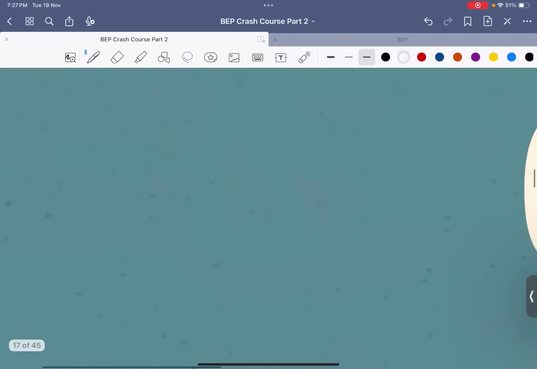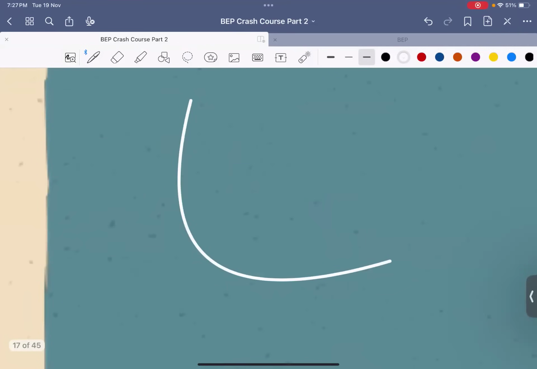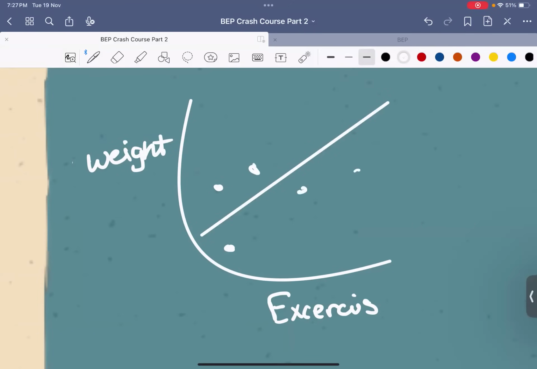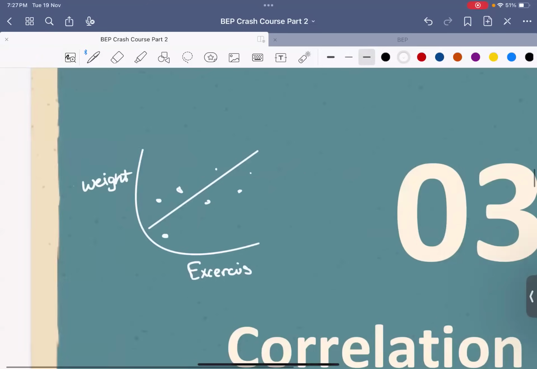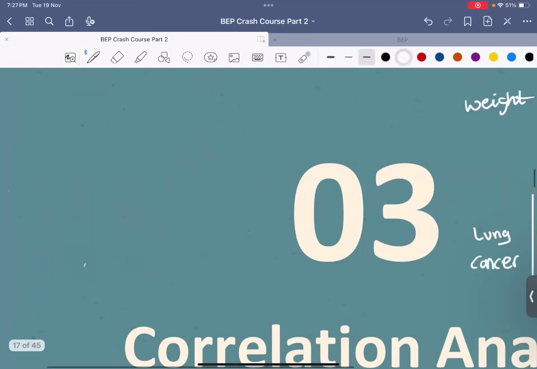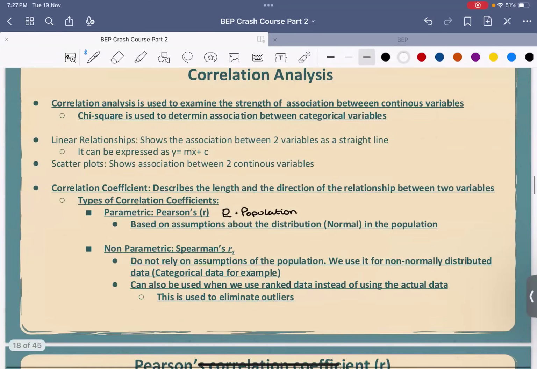Let's say exercise and obesity. Now, in this case, it's the opposite: people who exercise more will have less obesity, or less weight. Let's say weight. So it will actually go something like this when we draw all the points. So yeah, you get the point. We're trying to see if there's a positive or a negative relationship. So that's the basic concept of correlation analysis.